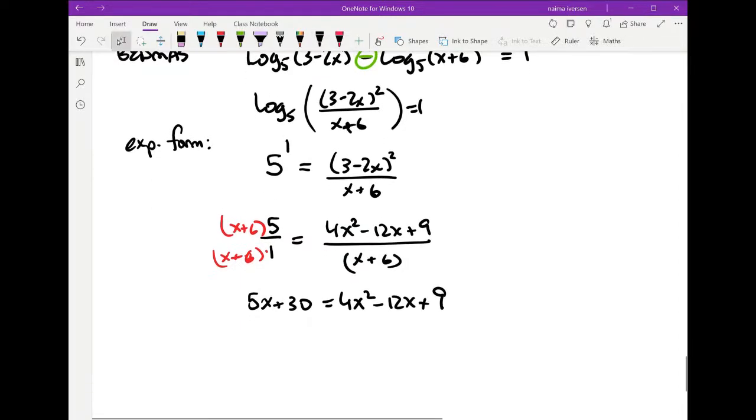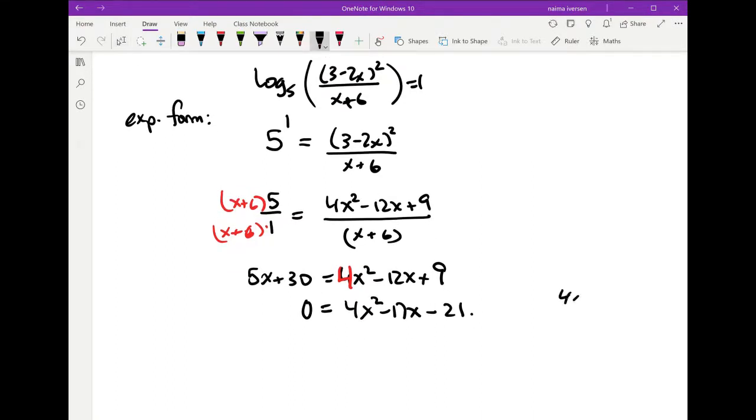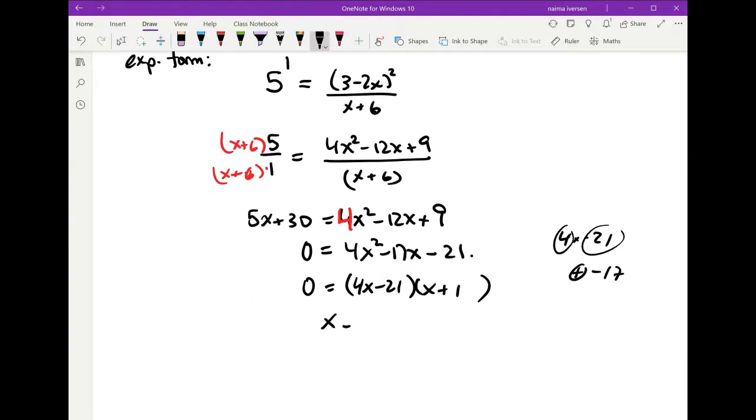Bringing everything over to the right side to keep your leading coefficient positive. There it is, my leading coefficient. So we're going to end up with 4x squared minus 17x and then minus 21. Now it seems like a big number, but we know that we have to multiply to 4 times negative 21 and add to negative 17. And I think the numbers are 4 and negative 21. So we can factor this thing nicely. We're going to get (4x minus 21)(x plus 1). My solutions are going to be 21 over 4, which is about 5 and a bit, and negative 1.